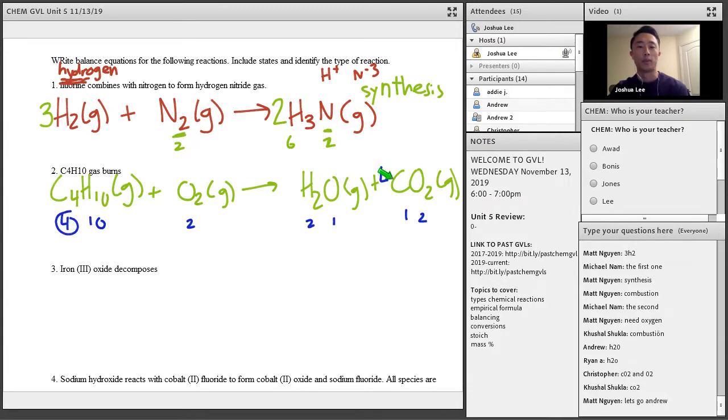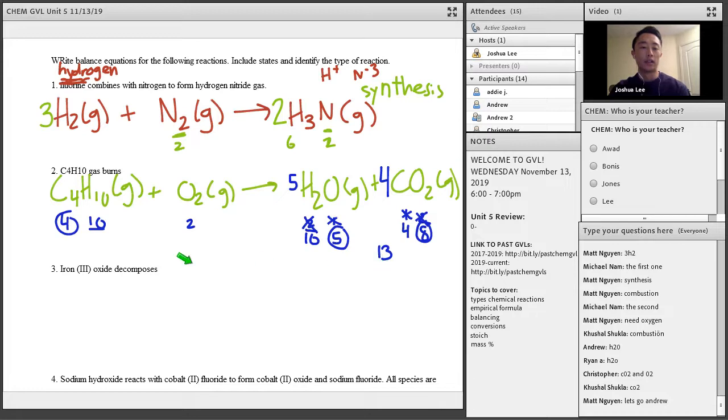So if I put a 4 here, this changes it to a 4, and this changes it to an 8 oxygens. Then I can look at my hydrogens here. I have 10 hydrogens, only 2 hydrogens. So by putting a 5 here, that becomes 10, that becomes 5 now. So then I have to add up my oxygens. So I have 5 oxygens plus 8 oxygen. That's 13 oxygen.